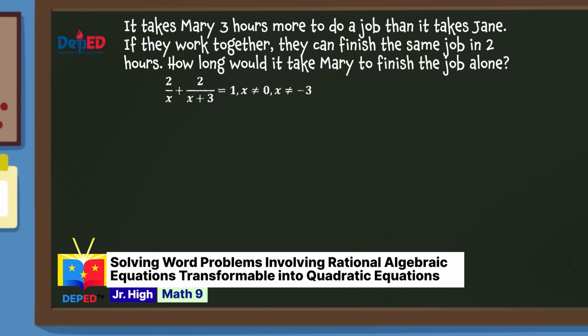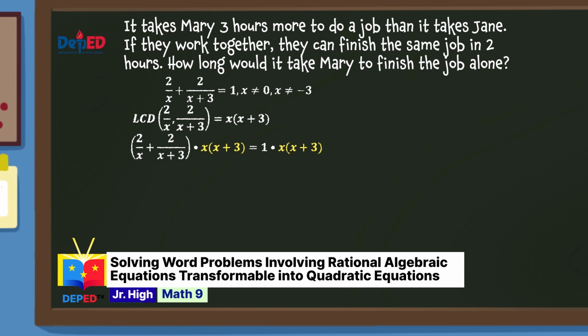The first step is to identify the LCD of the expressions in the equation. Observe that x and x plus 3 are both prime. Hence, the LCD will be their product. We now multiply both sides of the rational algebraic equation by this LCD. By cross-cancellation, 2 over x times the LCD x multiplied by the binomial x plus 3 is equal to 2 times the binomial x plus 3. And 2 over x plus 3 times the LCD x multiplied by the binomial x plus 3 is equal to 2x. While 1 times the LCD x times the binomial x plus 3 is simply equal to the LCD itself, x times the binomial x plus 3.